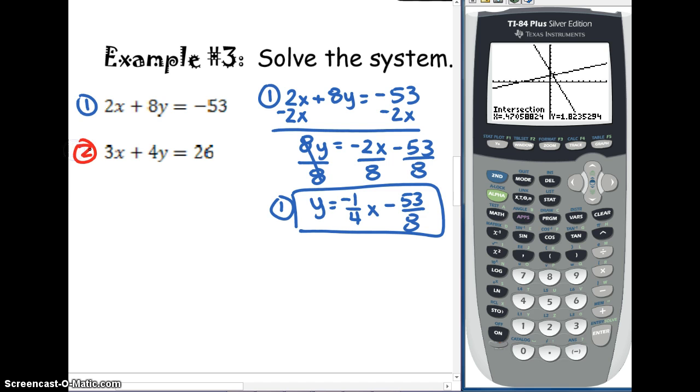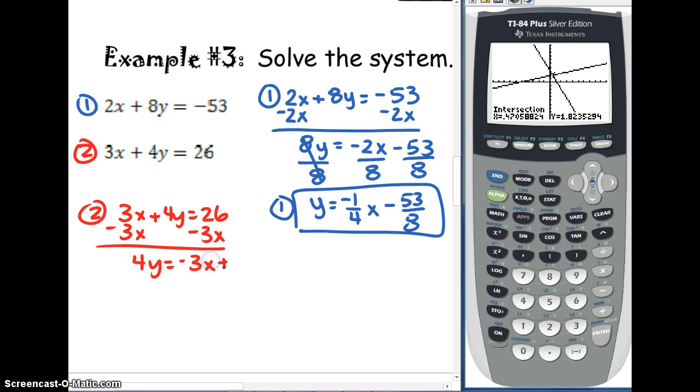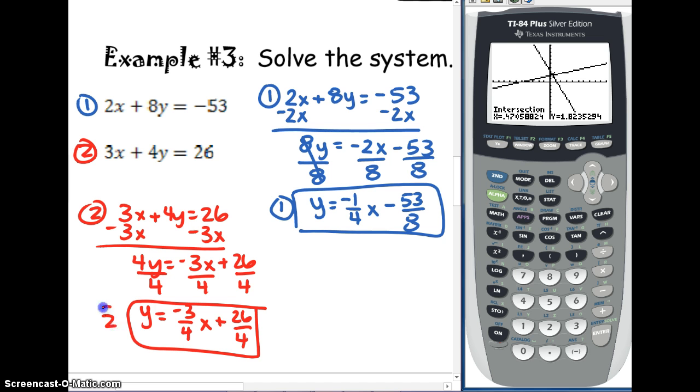So our second one, I'm going to do all the work in red. I'll do it right here. 3x plus 4y equals 26. We're going to subtract 3x on both sides. 4y equals -3x plus 26, and divide by 4 on all terms. So y equals -3/4 x plus 26 over 4, and here's our second one. Now, the fractions don't scare me because I just know that I have to use parentheses, which is not a big deal. So let's go back to our calculator.